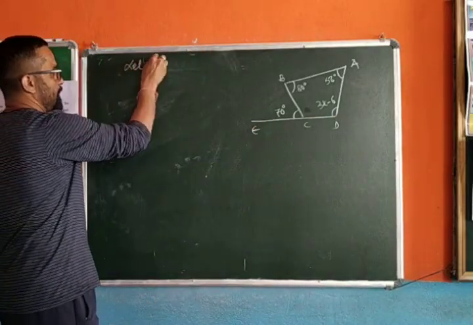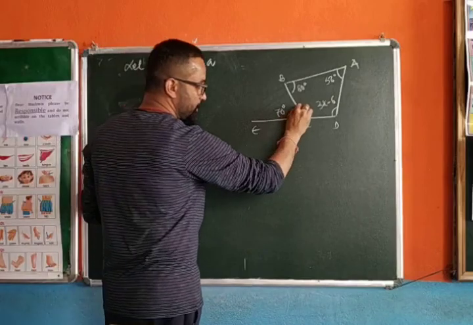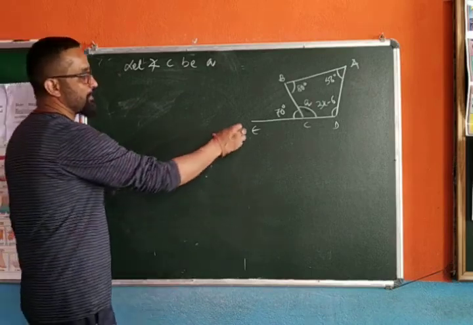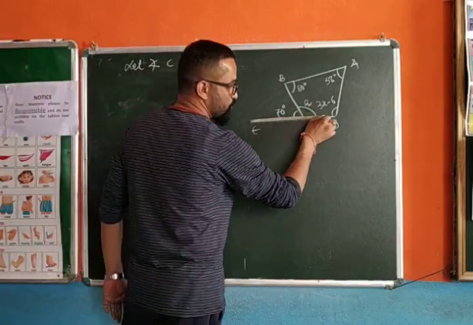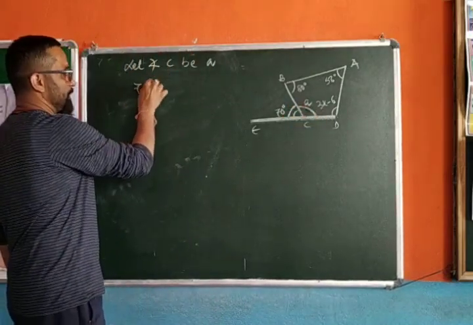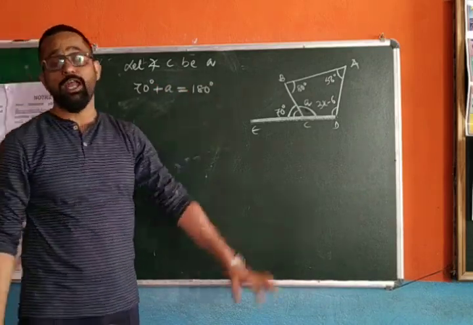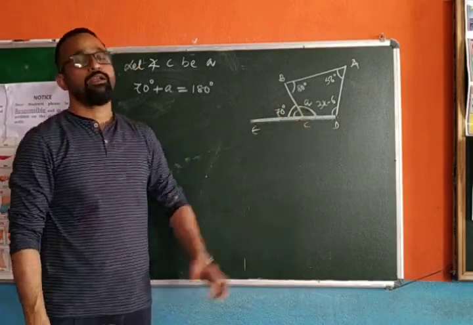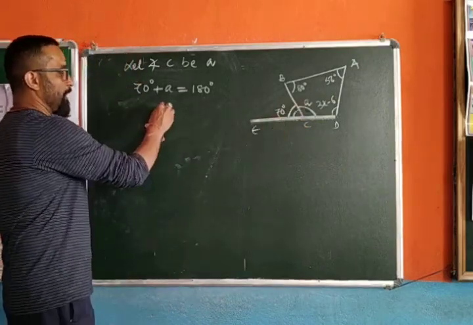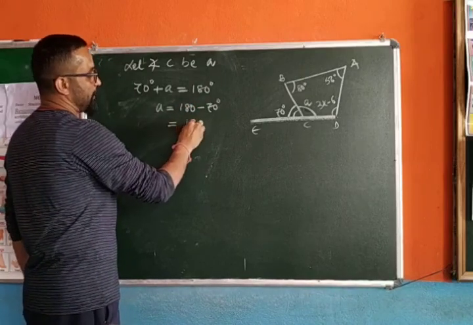Let angle CBA, assume this interior angle as A. After the junction, if you look at the diagram, you get a straight line when we add 70 and A. 70 degree plus A is equal to 180 degree. Angles on a straight line, or we call it supplementary angles or linear pair. A is equal to 180 minus 70. A is now known: 110 degree.